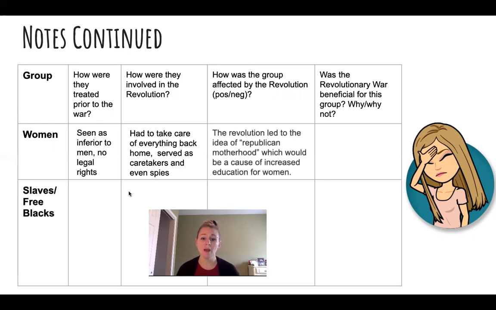They were affected by the war in a little bit of a positive way. Not much changed, like I said, but the revolution ends up leading to this idea of Republican motherhood. And we're not talking like Republican versus Democrat, but as in the idea that we established a republic, a democracy for ourselves. It kind of became the role of women to make sure that they told these stories and educated their children about the importance of our democracy, about how it came to be.